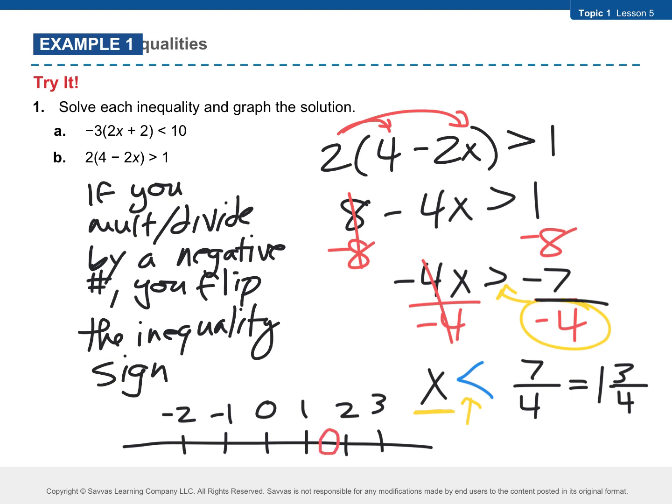Now, what I'm going to do is I'm going to put an open circle. And the reason I put an open circle is because this is not equal to. It is just less than. My quote-unquote arrow points to the left, so then I shade to the left, and I put an arrow on the end. So what that means is x is any number less than 7/4 or 1 3/4. Which means any number less than that, if I were to plug it into this inequality statement, it would make it true.